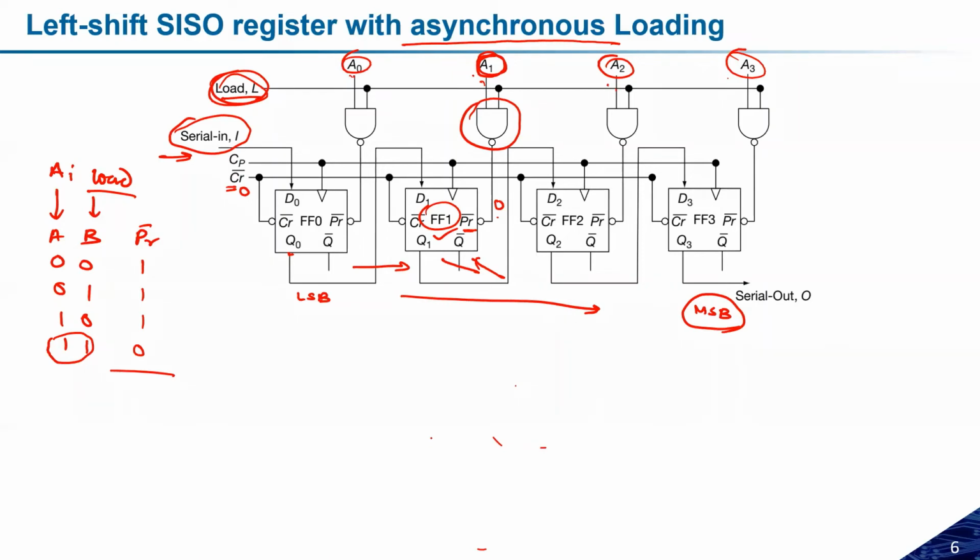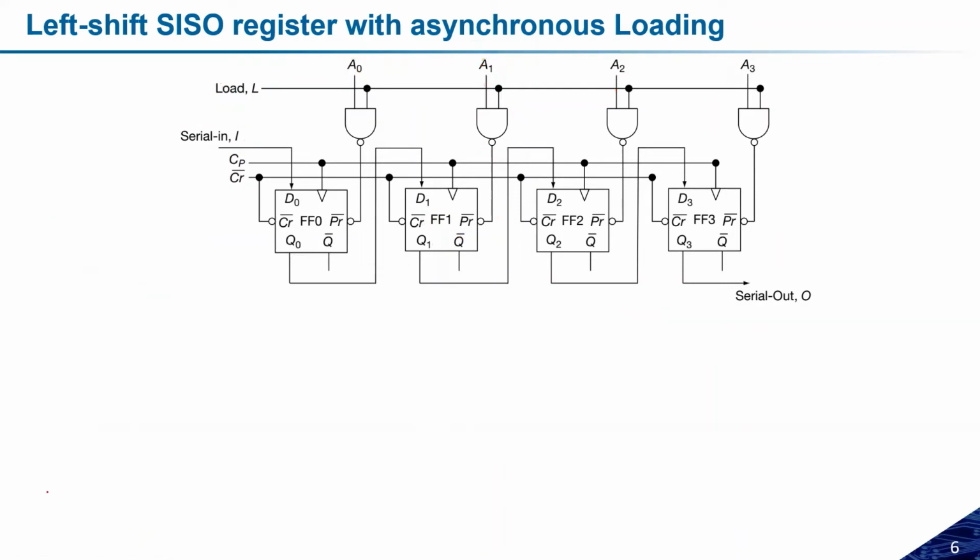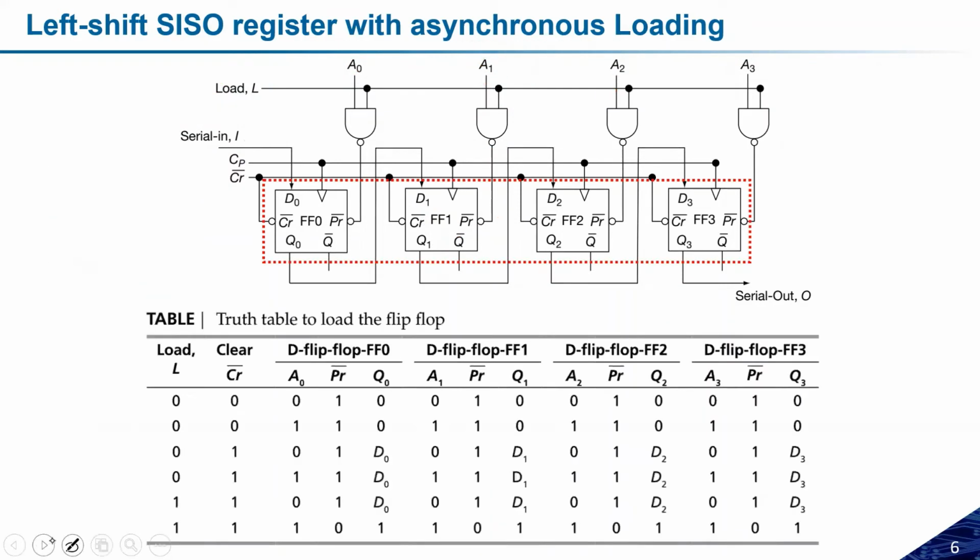If you have any doubt on this, you can ask how it is working. This will be preset if the conditions are like this: load signal is 1 and the input is 1. So if A1 is 1, this flip-flop 1 will be preset, that will become 1. It does not matter whatever the input we have, immediately it will be preset. So this is the block, and this is how you can prepare the truth table.